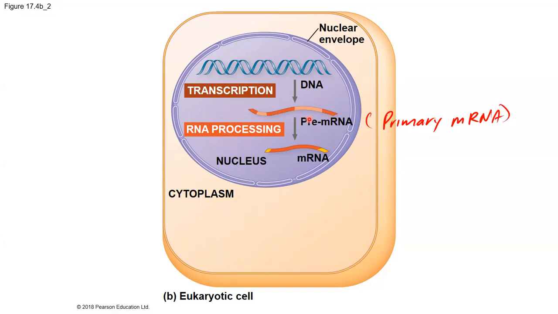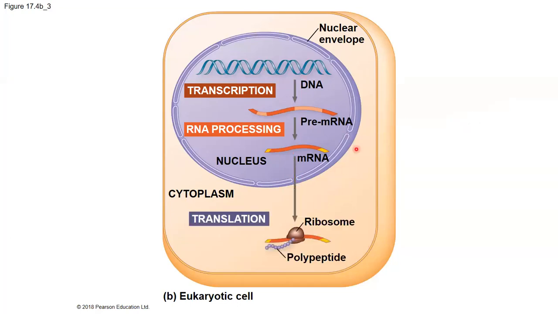This mRNA will not be translated until it goes through a process called RNA processing, which we will be learning about in this chapter. The primary mRNA or pre-mRNA is converted to mRNA, and now this mRNA can leave the nucleus through the nuclear pores in the nuclear envelope, and now it can be translated by the ribosome in the cytoplasm. Okay? So there is an extra step between transcription and translation, which is called RNA processing, that happens inside the nucleus of eukaryotic cells. Okay?